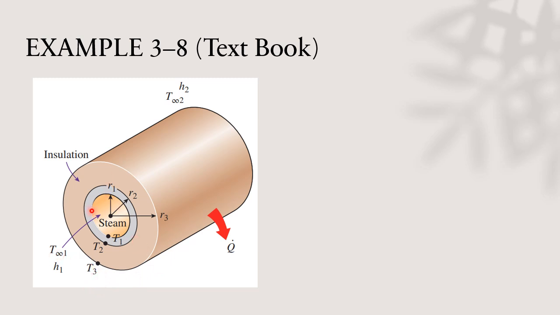Inside the pipe, the ambient temperature, or the temperature of the steam inside the pipe, is T infinity 1 with heat transfer coefficient h sub 1, and surrounding the pipe and the insulation, the ambient temperature is T infinity 2 with heat transfer coefficient h sub 2.